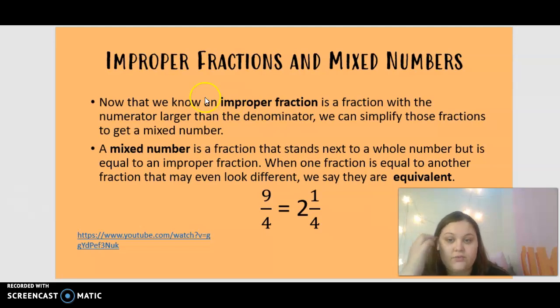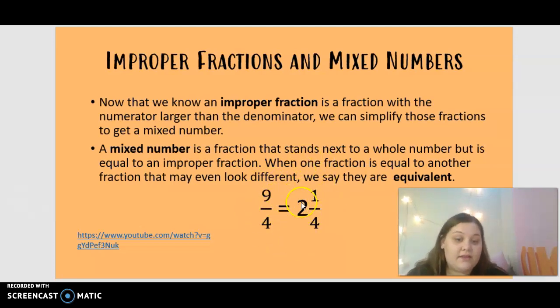It is a fraction with a numerator that is larger than the denominator, and we can simplify those fractions to get a mixed number. So a mixed number is a fraction that stands next to a whole number, but is equal to an improper fraction. So here we have an improper fraction right here, and here we have a mixed number.